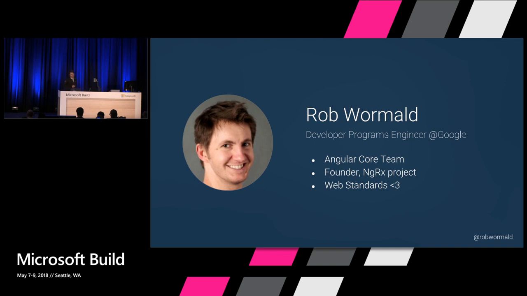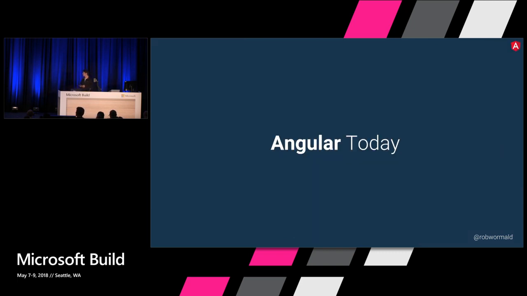My name's Rob Wormald. I'm a software engineer on the Angular team at Google, of all places. I also started the NGRX project, which is a Redux-style state management system for Angular. And I'm also Angular's rep in terms of web standards, so upcoming web standards. I'm Angular's representative in these meetings, talking about new standards, things like that.